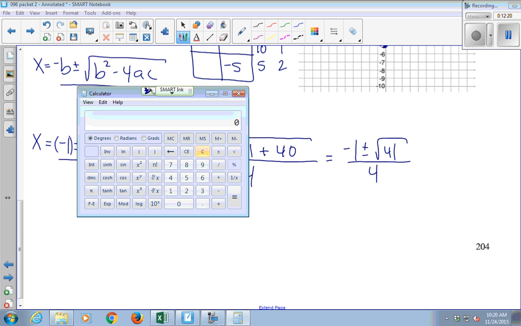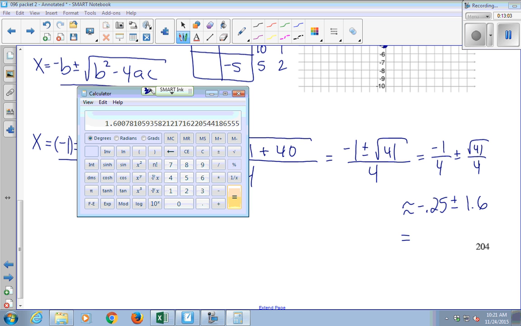So I just need to come up with some decimals for this so that I can graph my x-intercepts. Actually, maybe I'll break it into 2 fractions because we've been doing that. Negative 1 over 4 plus or minus radical 41 over 4. So this will be approximately negative 0.25 plus or minus radical 41 over 4. The square root of 41 divided by 4, I get like 1.6. The squiggly equal sign means approximately equal to. It means I just rounded those numbers.